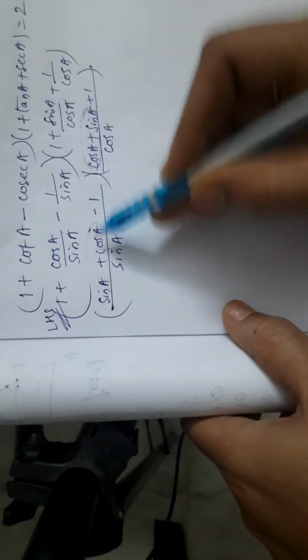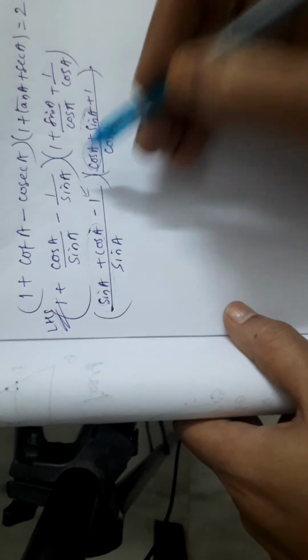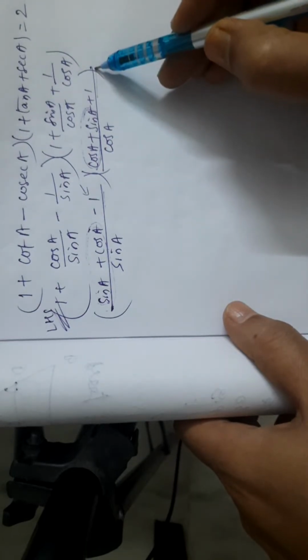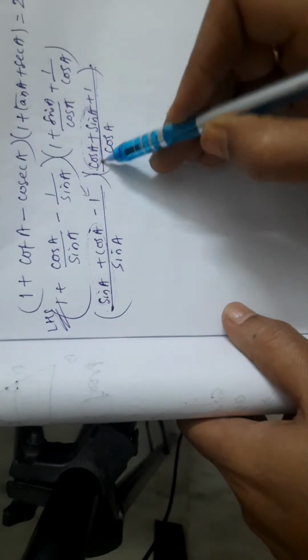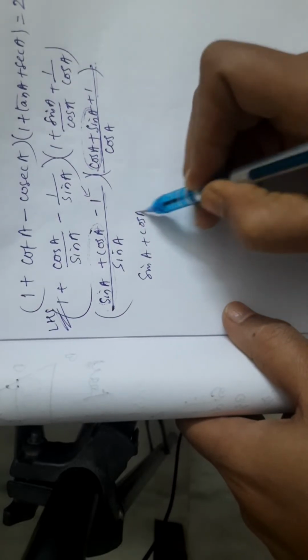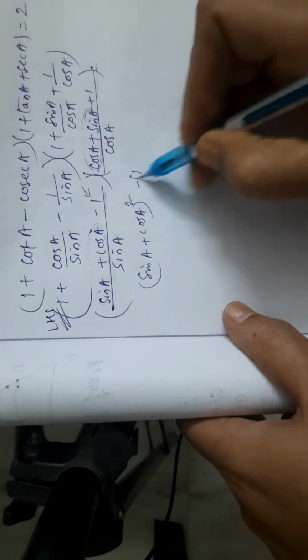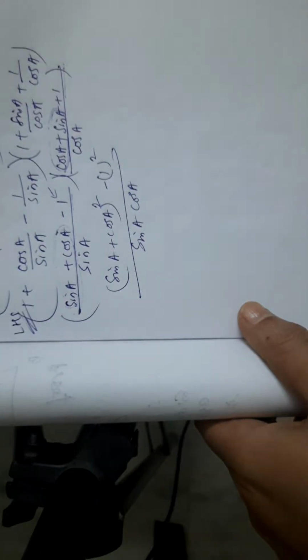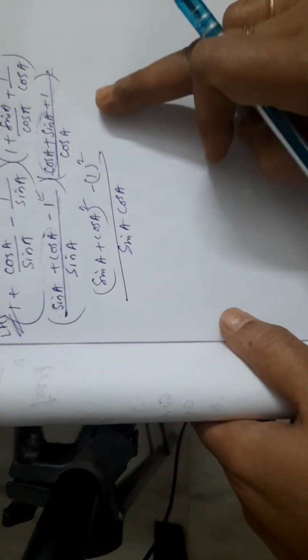Consider this to be the A part and this to be the B part. So here we have A minus B, A plus B. We are using the identity, so change them into the identity: sin A plus cos A, considering that to be A square minus B square, whole divided by sin A cos A. Now we can use the identity for this.